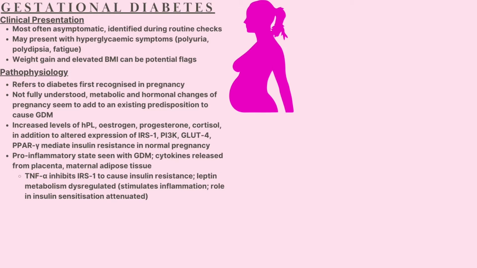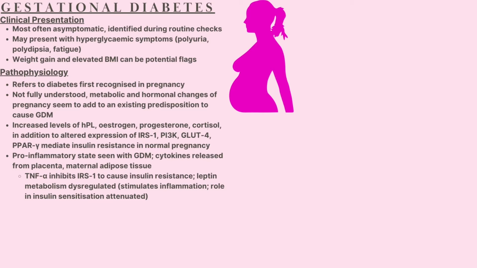The pathophysiology of gestational diabetes is not fully understood, but metabolic and hormonal changes in pregnancy seem to add to an existing predisposition to cause gestational diabetes. Increased levels of human placental lactogen, estrogen, progesterone, and cortisol, in addition to altered expression of IRS1, PI3 kinase, GLUT4, and PPAR gamma, mediate insulin resistance in normal pregnancy.